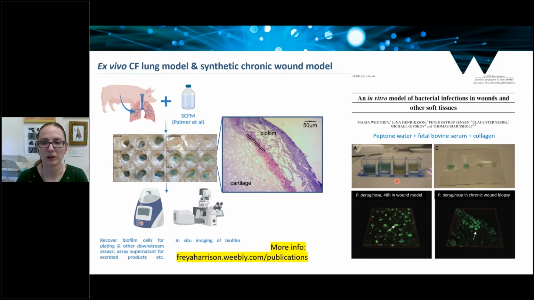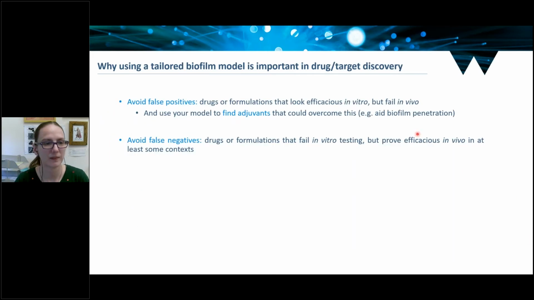And like the lung model, you can grow mature biofilms in this model and then treat them with different agents, add an enzyme to break down the collagen and recover the cells to enumerate and see how many you've killed. So I'm going to use these models to tell you about why we found that using a tailored biofilm model is very important in drug and drug target discovery.